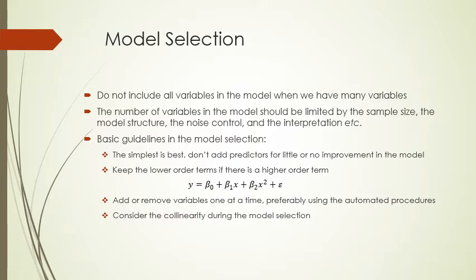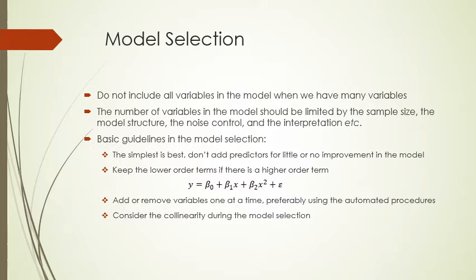A model becomes more complex and more likely to be overfitting when we include more predictors in the model. Thus, although we are tempted to include all variables in the model to avoid losing any information, we should not do so in many situations. The number of variables is limited by the sample size, the model structure, the noise control, and the model interpretation, etc. Thus, we need to select the predictors included in the model.